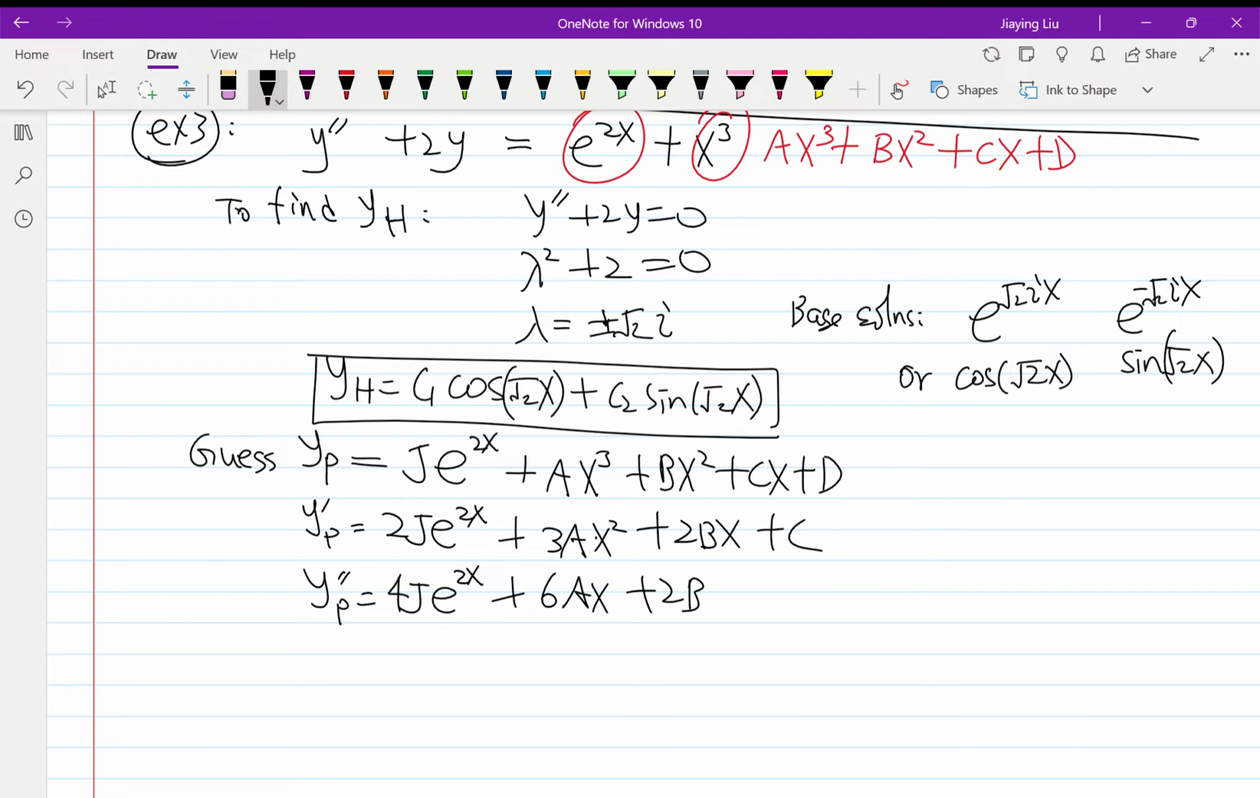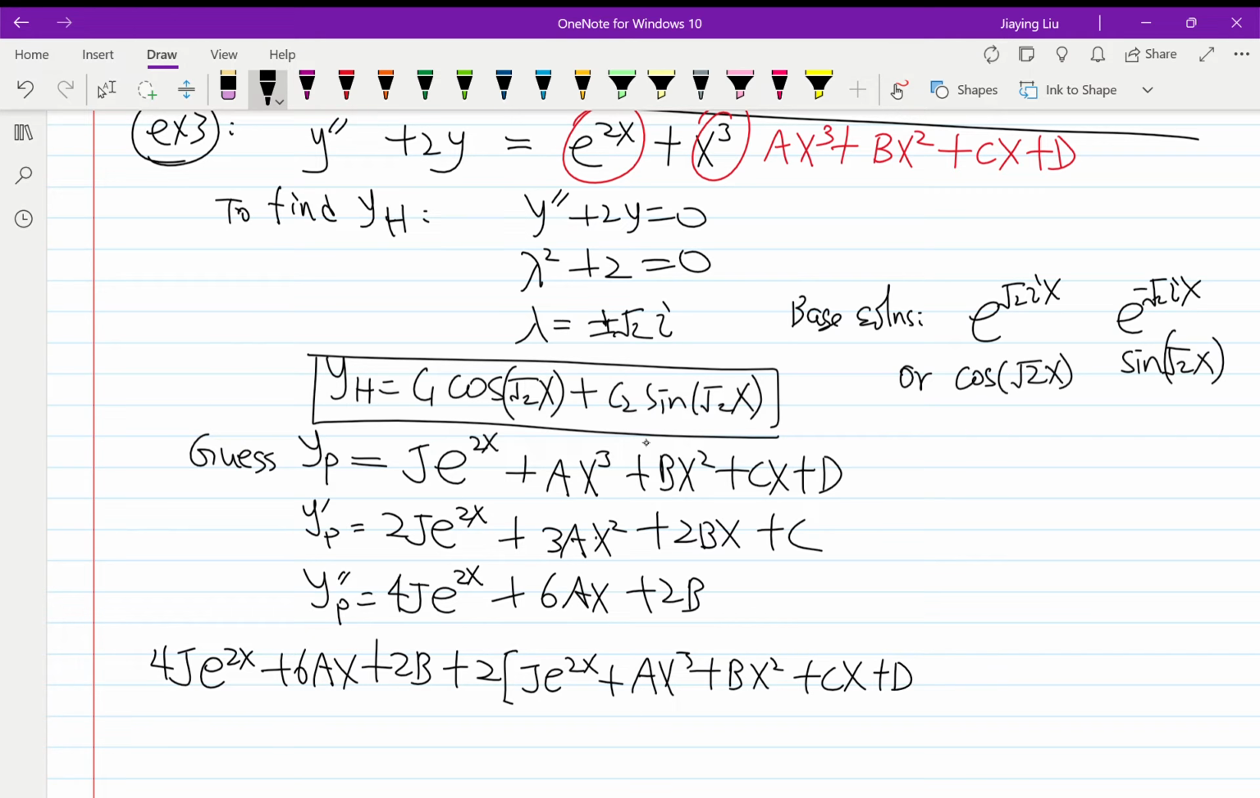And now we can take those and put them into the differential equation. So we get the second derivative, a 4j e to the 2x plus 6ax plus 2b, and then plus 2 times the y, so that's going to be j e to the 2x plus ax cubed plus bx squared plus cx plus d. So it's very important you keep track of all the terms you wrote. Don't forget anything or write them incorrectly when you plug them in. And that's going to equal e to the 2x plus x cubed.